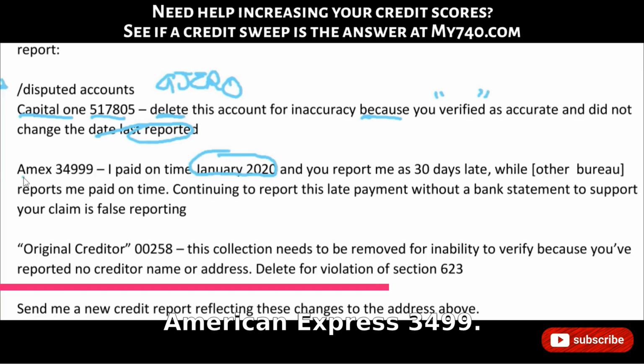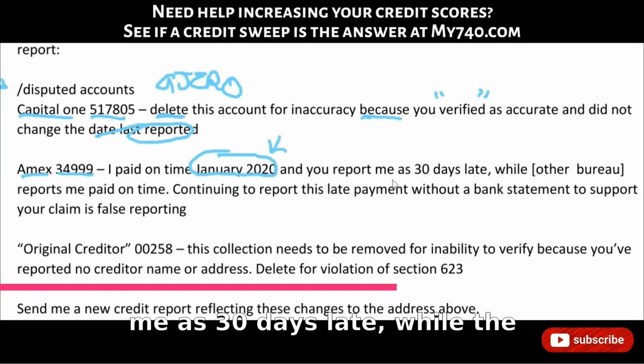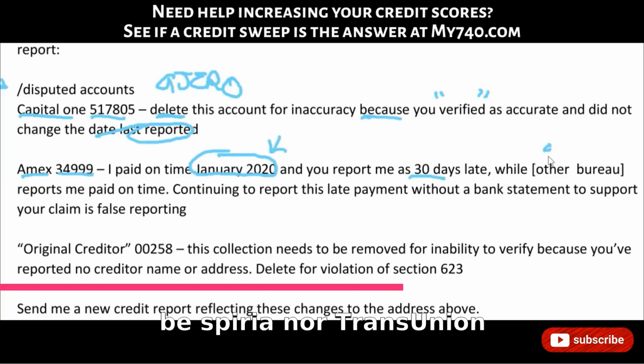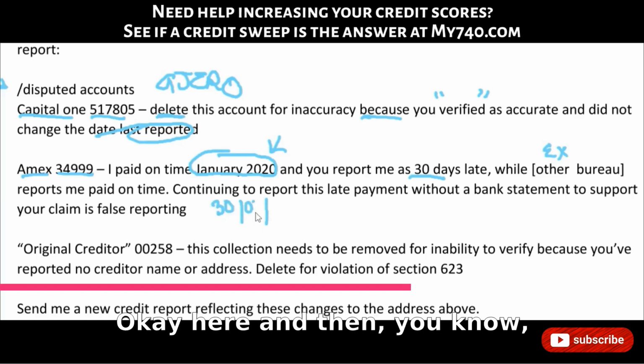Second account, American Express, 34999. I paid on time, January 2020. Here's the fact from the credit report. And you report me as 30 days late. While the other bureau, so if this was a letter to Equifax, this other bureau would be Experian or TransUnion, reports me paid on time. So what that means is we have a 30-day late here, we have okay here, and then, whatever over here.